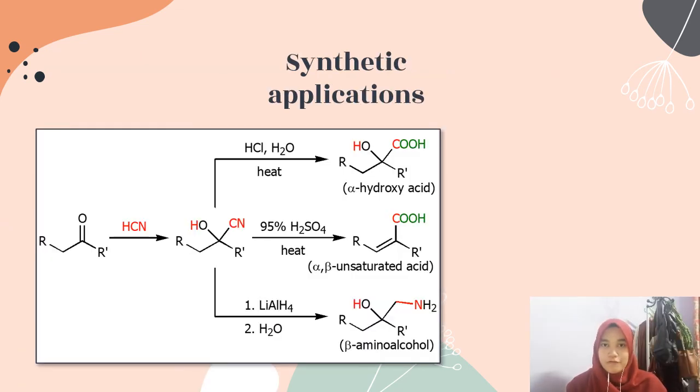Last but not least, we will proceed to synthetic application. Synthetic means a substance made by chemical synthesis, especially to imitate a natural product. Cyanohydrins are formed from aldehydes and ketones and can be hydrolyzed to alpha hydroxy acids. For your information, alpha hydroxy acids or AHAs are a group of plant and animal derived acids used in a variety of skincare products. Cyanohydrins can also be converted to alpha beta unsaturated acids and beta amino alcohols.